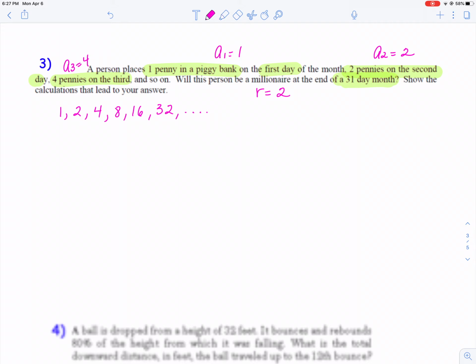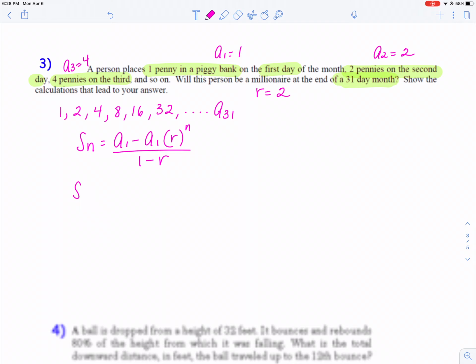So if I want to know after 31 days, I have here day 1, day 2, day 3, day 4, day 5, day 6. I'm not going to just keep doing it until I get to 31 days. I want to get to the 31st term in the sequence. So to do that, we're going to use our formula. Again, I'm going to write my S sub n, a sub 1 minus a sub 1 times my common ratio to the nth power over 1 minus my common ratio.